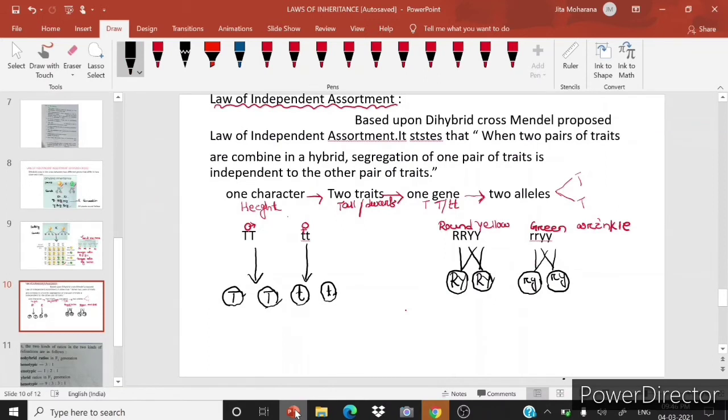Based upon the dihybrid cross, Mendel proposed the law of independent assortment, which states that when two pairs of traits are combined in a hybrid, segregation of one pair of traits is independent of the other pair of traits. Don't be confused with these terms: traits, characters, genes, alleles. Here I have drawn a clear diagram.